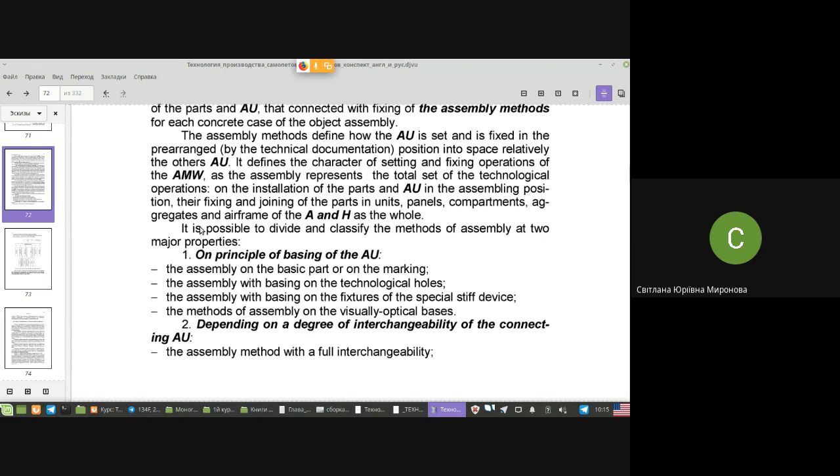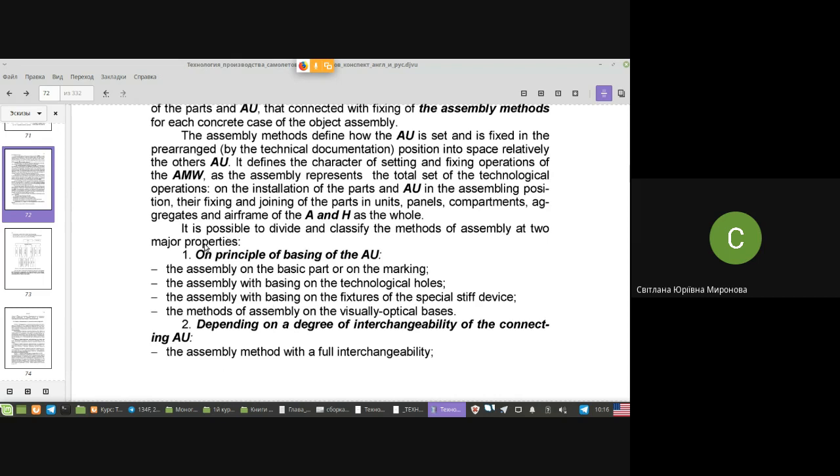Pay your attention. It's possible to classify methods on the principle of basing of the assembly unit, the principle of locating, or the principle of bases being used. Here another classification is given, but it's rather similar to what we're talking about: assembling with locating on fixtures of special stiff jigs, not devices; methods of assembling by visual optical basis; assembling by marking; and assembling by base part. They divided all these methods into other groups, but it doesn't change the matter.